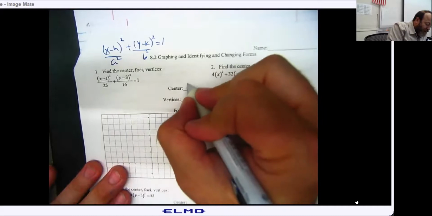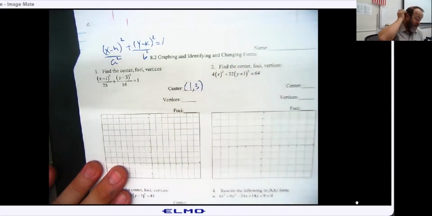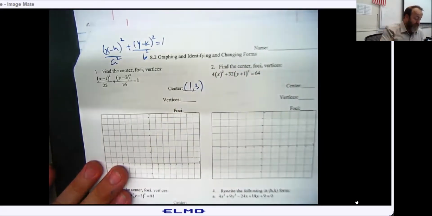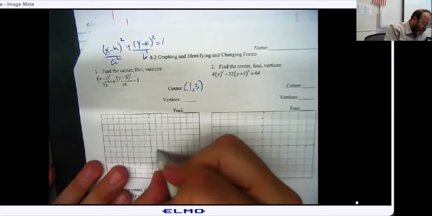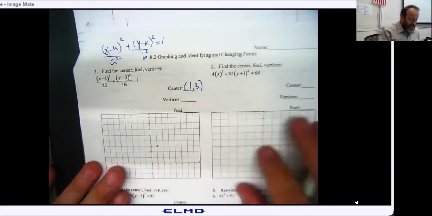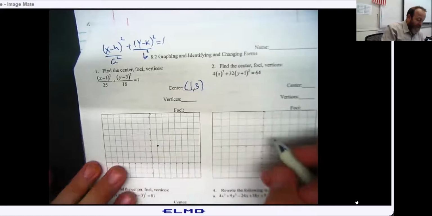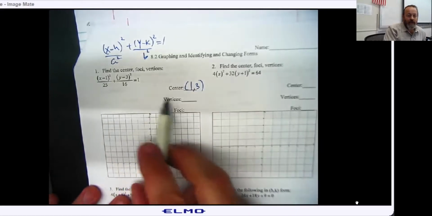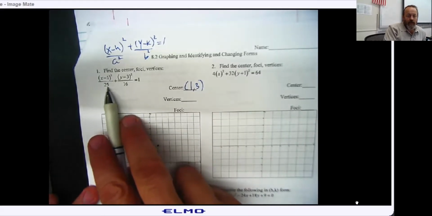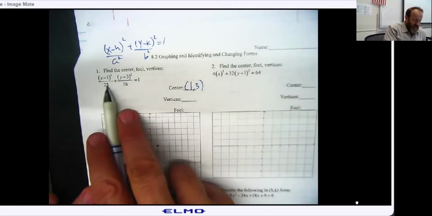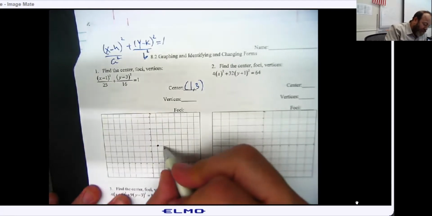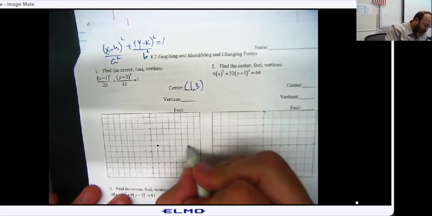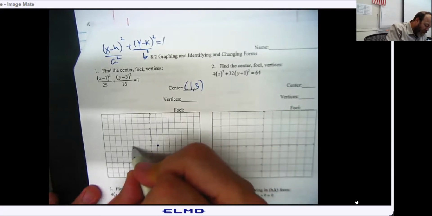So the center of this problem is going to be at (1, 3), very much like what happened in the parabola. We're just going to find h and k and we're good to go. So here's (1, 3). That's my center. Now, as it turns out, the vertices are going to be in the x direction, because this is the largest of the two, and the square root of 25, that's a squared, so the square root of that is going to be 5. I'm going to move over 1, 2, 3, 4, 5.